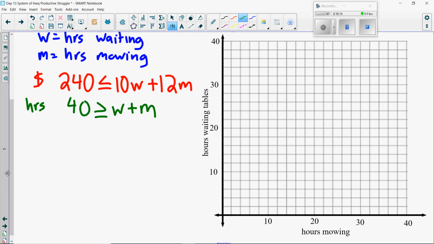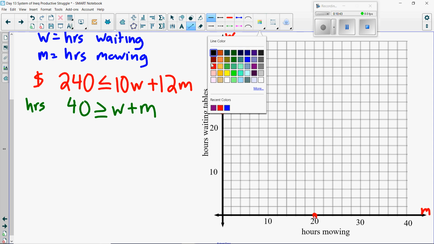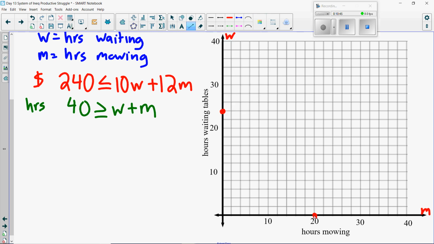We're going to graph that red one. This will be our W axis, this will be our M axis. Our W-intercept for the red one, when we cover up M, will be 24. Our M-intercept would be 20. So we've got our two intercepts. Now we want to draw a straight line. Since it's greater than or equal to, we're going to have a solid line. We'll draw that line in red to match.